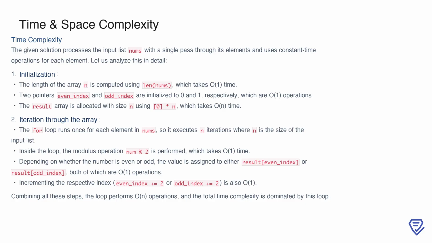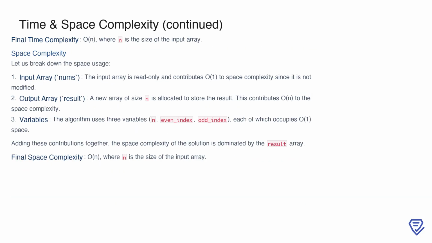When we combine all these steps, the loop dominates the overall time complexity, making the solution O(n). The final time complexity of this solution is O(n), where n is the size of the input array.